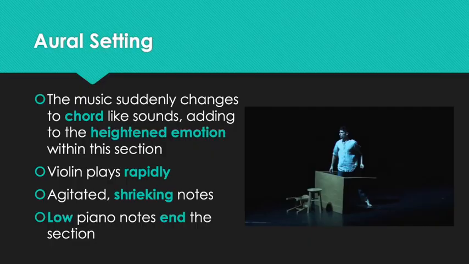The aural setting in the Sun solo provides a climax within the musical score, which is also reflected through the movement. The music changes to chord-like sounds, a violin playing rapidly and agitated shrieking notes. At the end of the solo, there are high-pitched chords and a deep, low piano note, which is a clear indication that this section has ended and a new section is starting.